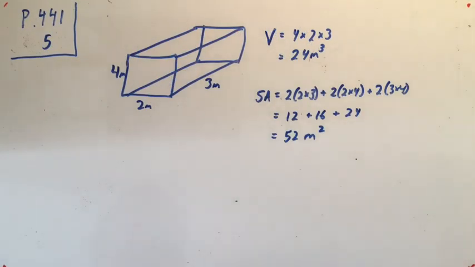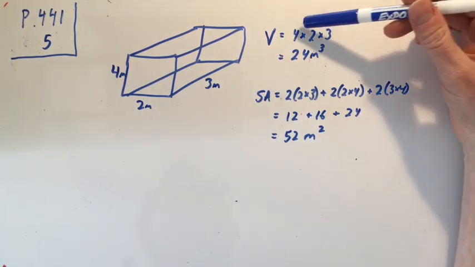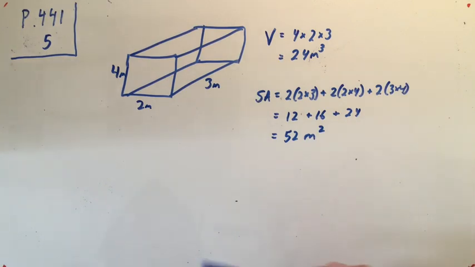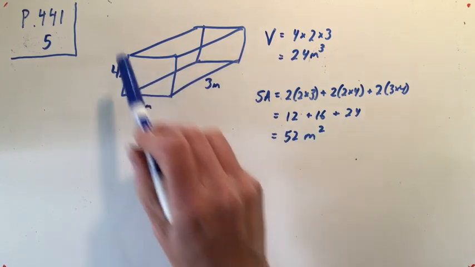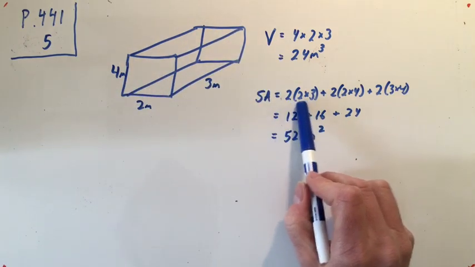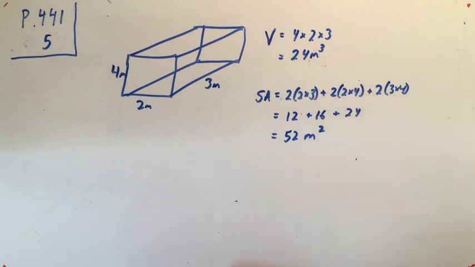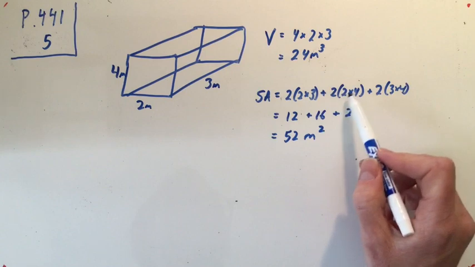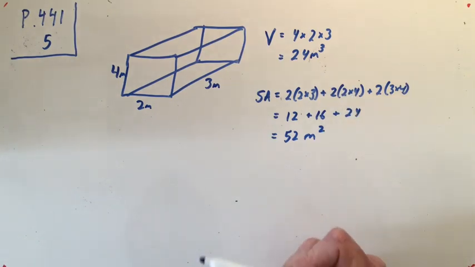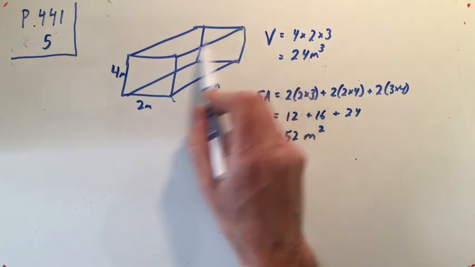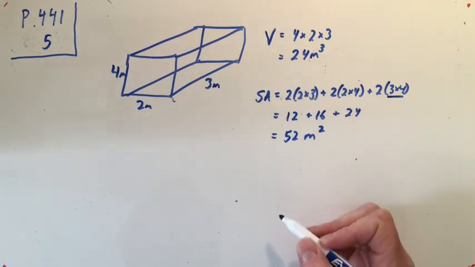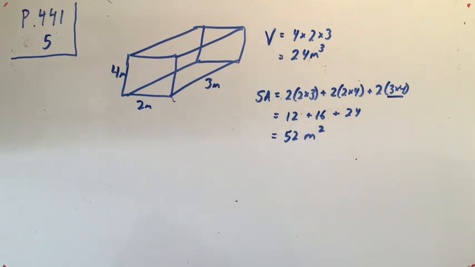For number 5, they're giving us another rectangular prism. They're asking for the volume, which is just length times width times height again, 4 times 2 times 3. For the surface area of this thing, we basically have 6 rectangles. We have this 2 by 3 one that's on the bottom and on the top, so 2 times those two areas. We have a 2 by 4 rectangle that is the front and the back, so that's 2 times 2 times 4. And we have a rectangle that is the right of this prism and the left of this prism that are 3 by 4. So we have 2 of those. So total area is 52 square meters.